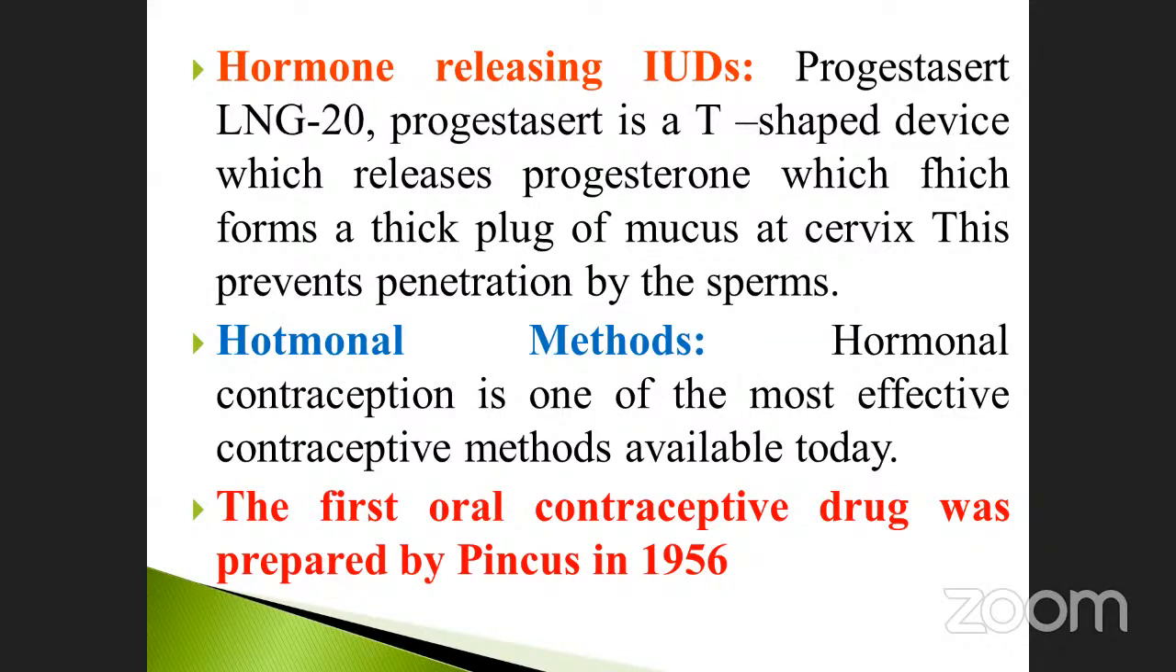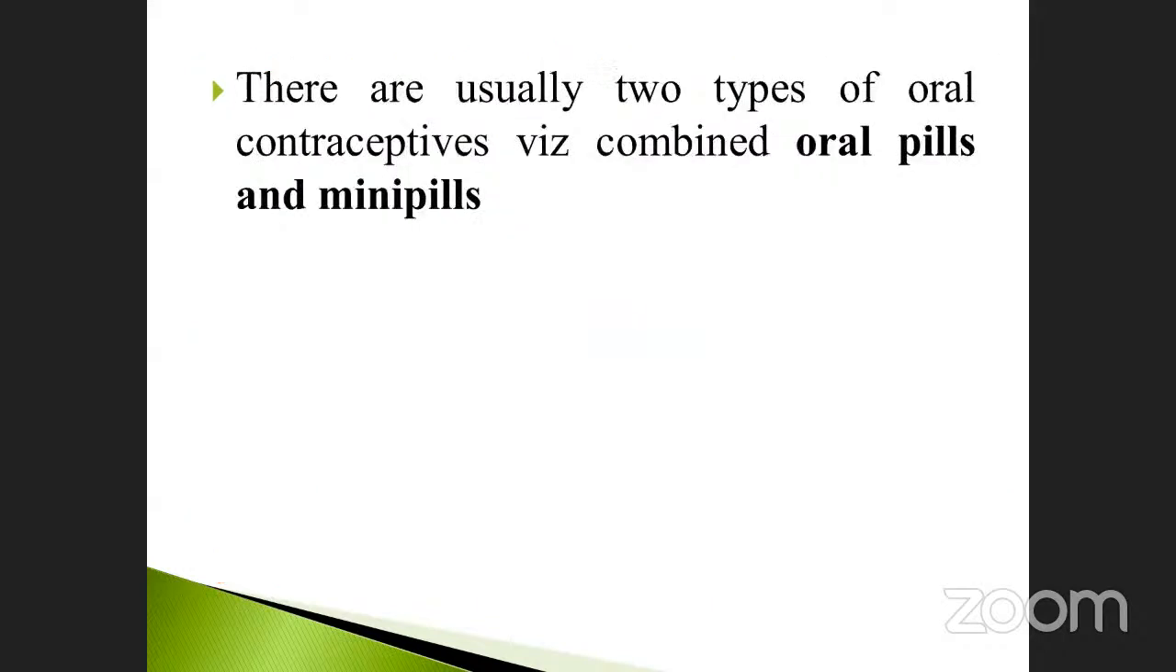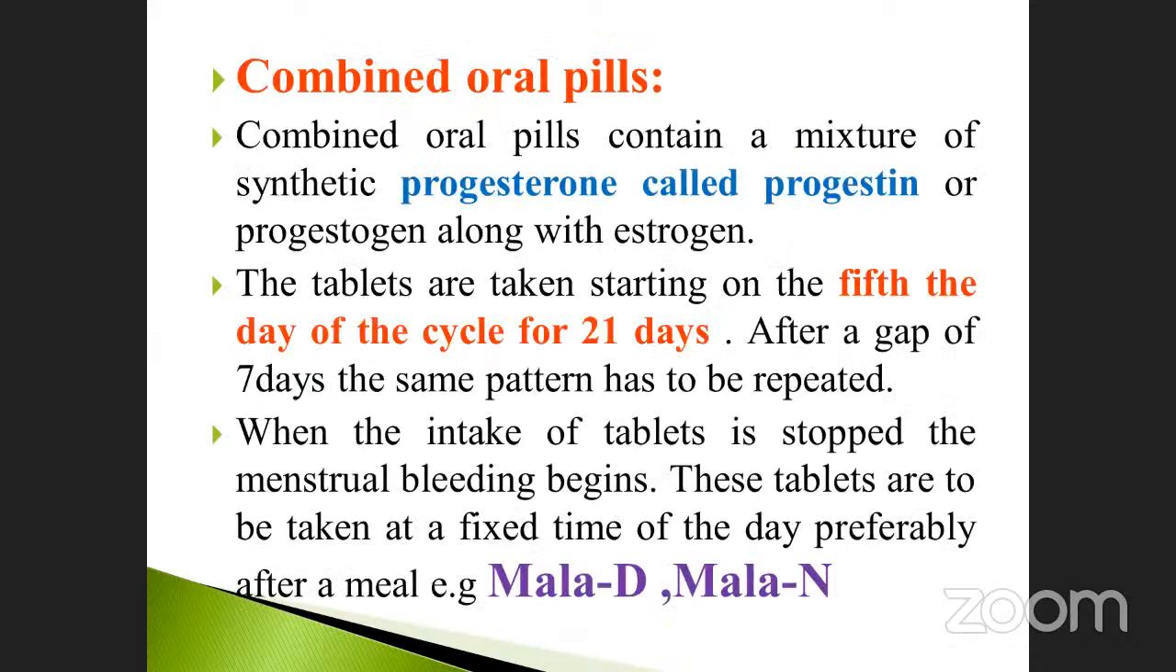When did the first population explosion take place? 1951. This is the first five-year plan. In the second five-year plan, what happened? Population control. Just imagine, 1956. See here, there are usually two types of oral contraceptives: combined oral pills and mini pills. These are the two types of combinations given for the control of fertilization.